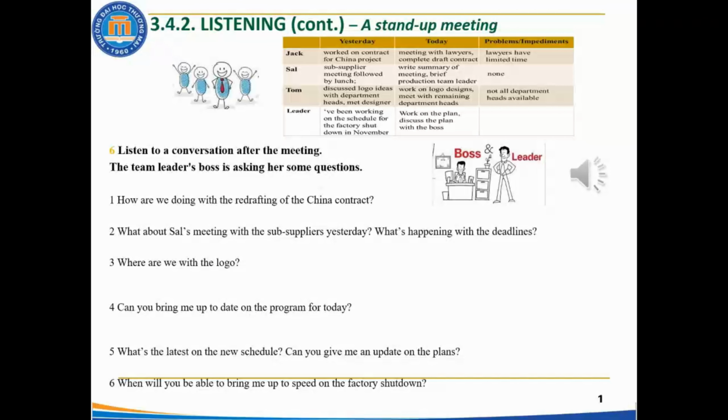Now please have a look at the notes of the stand-up meeting again and spend some time answering the questions on your own.